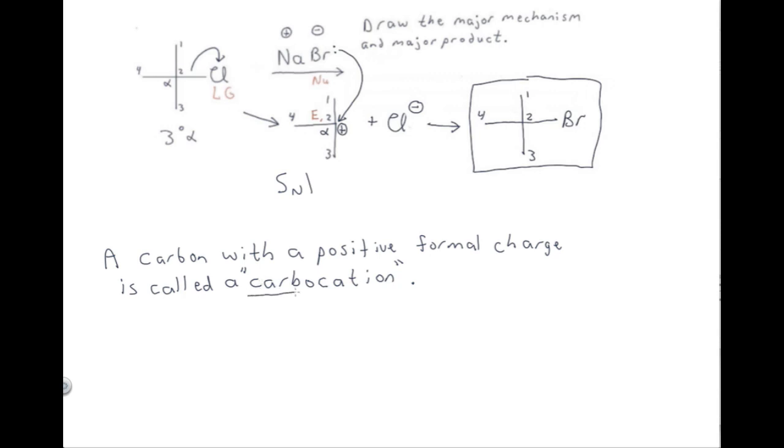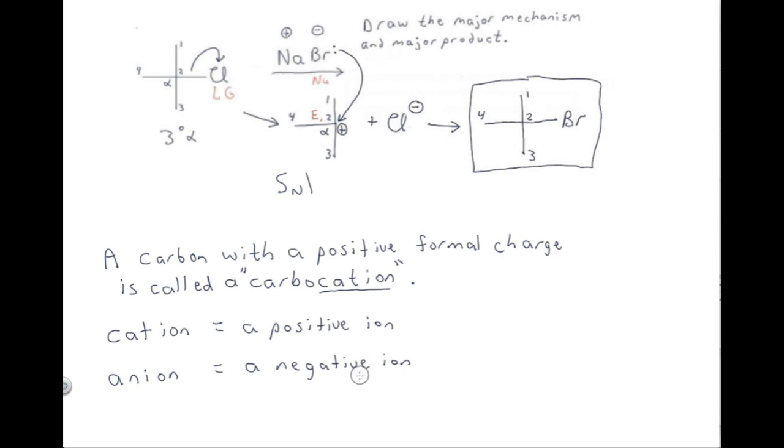Why is it called carbo? Because it's a carbon, carbo for carbon. And do you know what the term cation means? Did you know that cation means a positive ion, and anion means a negative ion? So this is called a carbocation, cation because it's a positive ion.